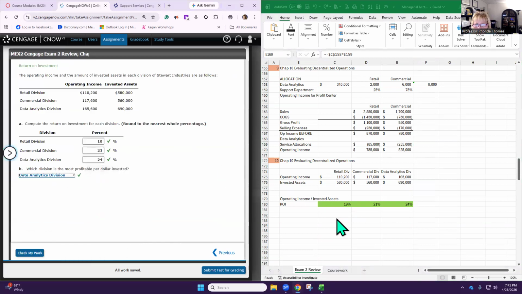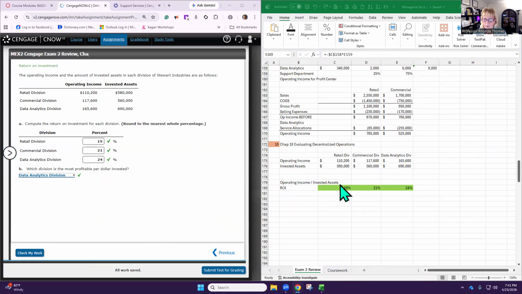We're going to do a little return on investment. Return on investment is a percentage that you find. So we've got the retail division, and I went ahead and put my divisions across this way. We have a retail division, a commercial division, and a data analytics division. And then I put my two measures of operating income and invested assets. So here is operating income.